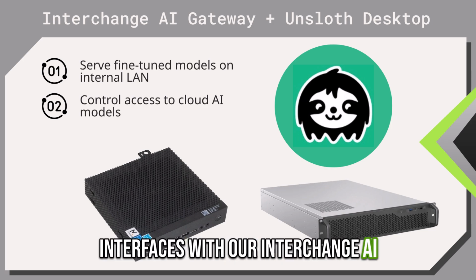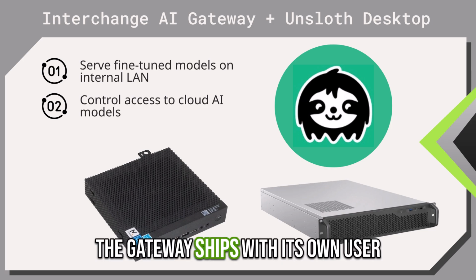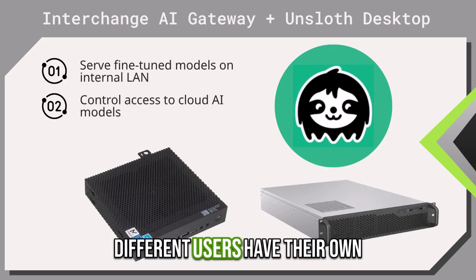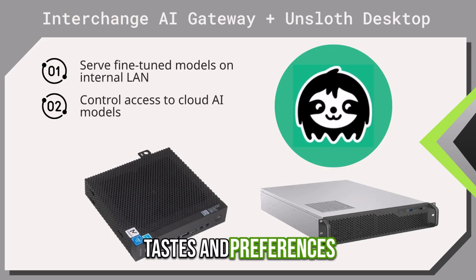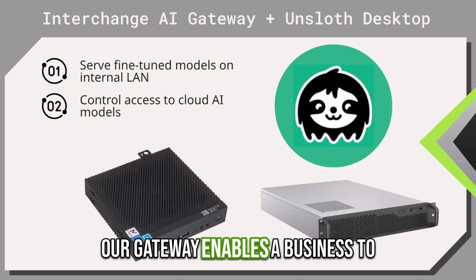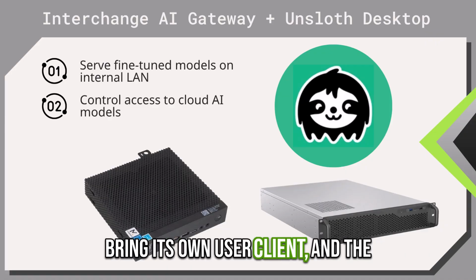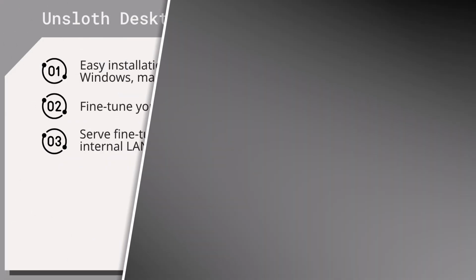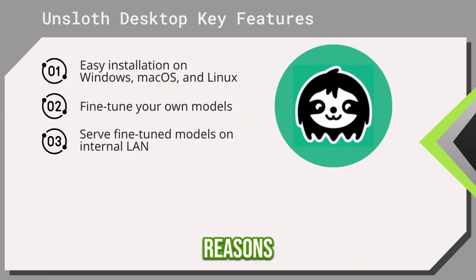This is our first video in a series showing how to use different user interfaces with our Interchange AI Gateway. The gateway ships with its own user client, but like anything else, different users have their own tastes and preferences. Our gateway enables a business to bring its own user client, and the Unsloth Desktop program is a great option. We like it for a few particular reasons.